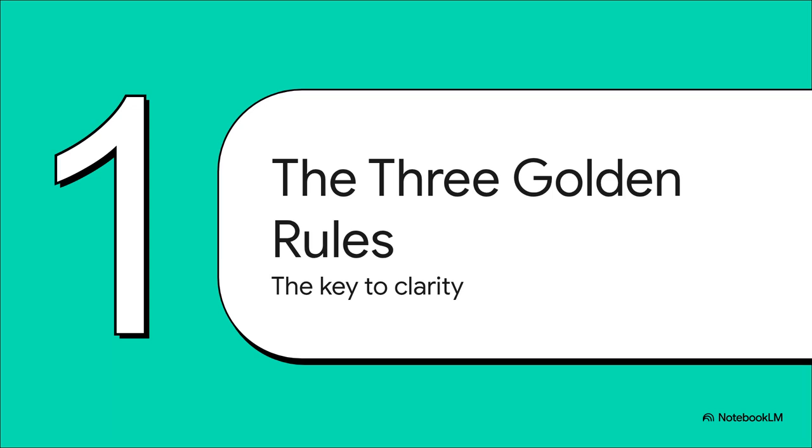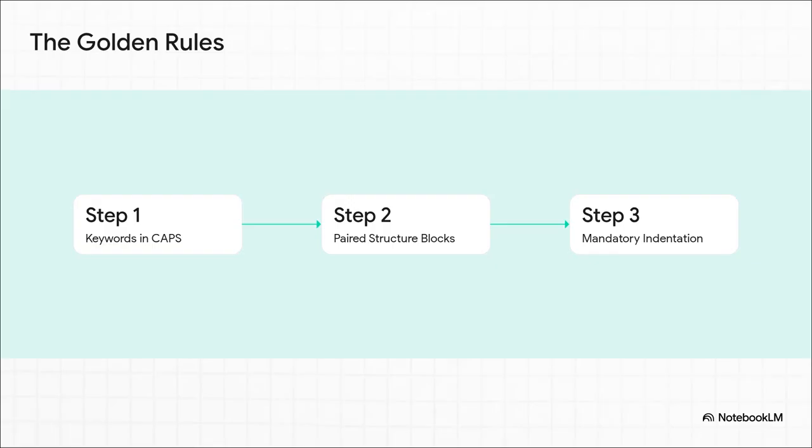So, how do we make sure our blueprint is actually clear and not just a messy sketch? It all comes down to 3 golden rules. These aren't suggestions, they're non-negotiable conventions that make sure anyone, including your future self, can understand your logic at a glance. And here they are. It's pretty simple. 1, keywords go in all caps. 2, structure blocks always come in pairs, a beginning and an end. And 3, indentation isn't just for looks, it is absolutely mandatory. Let's dig into what each of these really means.